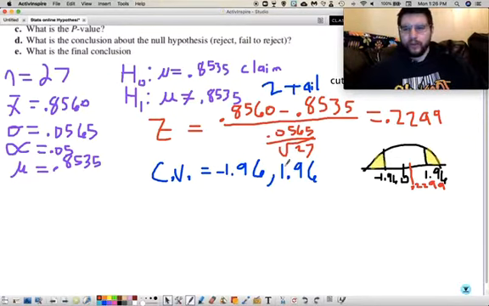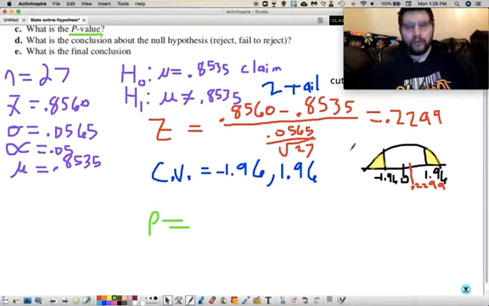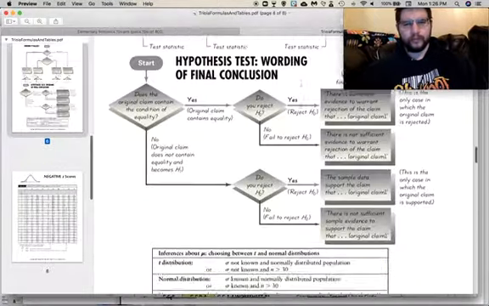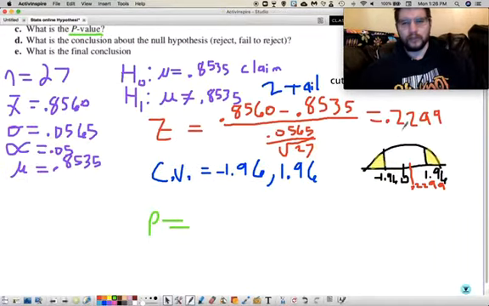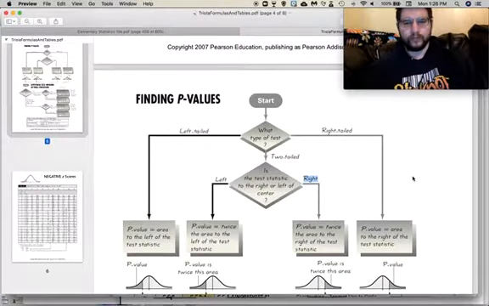It says, what's the p-value? So we'll do that in this nice green color here. So P. Let me grab my flow chart, see what's going on. So two-tail, and again, we found that it was the right of the center. So we're going to find the area to the right of the test statistic and double it. It's twice the area to the right of the test statistic.